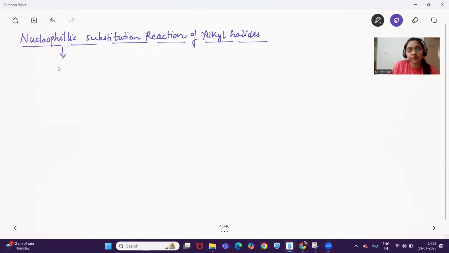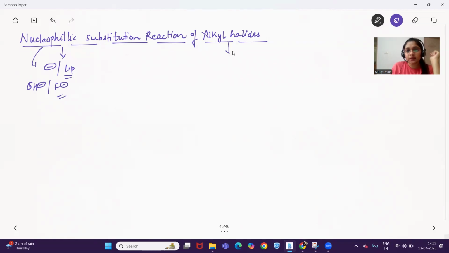So, what is a nucleophile? An electron-rich species is known as a nucleophile. Any species which has a negative charge or which has a lone pair is known as a nucleophile. For example, OH negative, F negative. These all are nucleophiles.